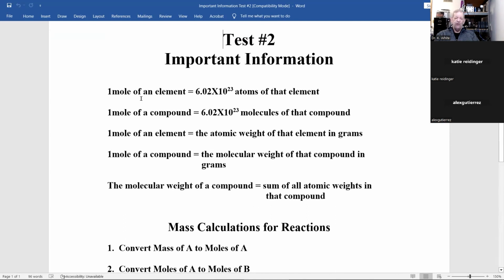I will have what 1 mole of an element is equal to, Avogadro's number of atoms. 1 mole of a compound, that's Avogadro's number of molecules of that compound. 1 mole of an element equals the atomic weight of that element in grams. 1 mole of a compound equals the molecular weight of that compound in grams. And the molecular weight of the compound is the sum of all atomic weights of that compound. And what does that mean?